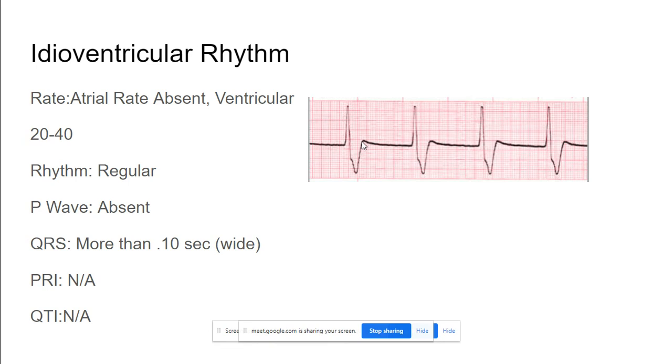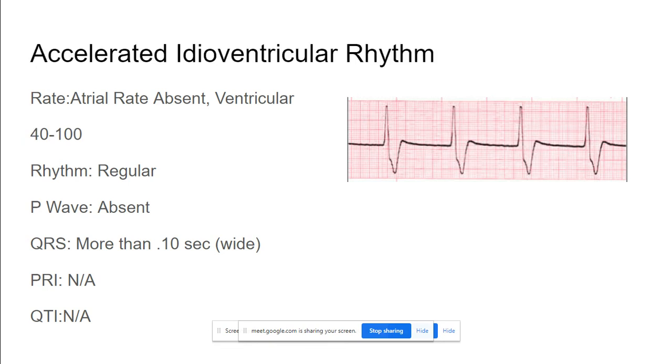So we are going to have an absent atrial rate, and the ventricular rate is typically going to be between 20 and 40. So right away when you look at it, there's a serious problem. The atria aren't doing anything, and the ventricles are doing something, but in a very, very slow kind of way because it's super wide. Okay, accelerated idioventricular rhythm is the same thing, only it's 40 to 100. So it's just a little bit faster or more of those ventricular complexes, but no atria activity at all.